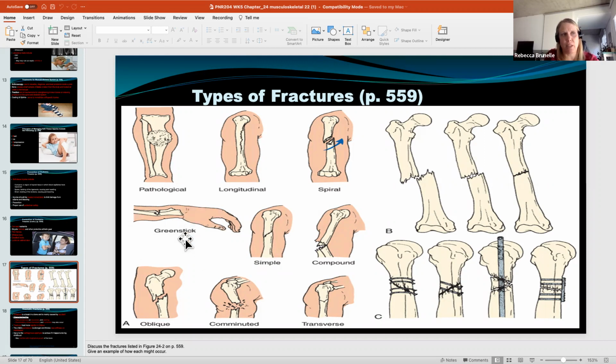And how about this greenstick here? What do you see on this greenstick fracture? Because they're kids, their bones can bend and break. Yeah, that's true. When you look at this greenstick, does the fracture go all the way through the bone? No, it looked like it just chipped, almost. Yeah, very good. So this is not a complete fracture. The bone is fractured, but it doesn't go all the way through. So this is another one where they would probably just put a cast on and it would grow back together.